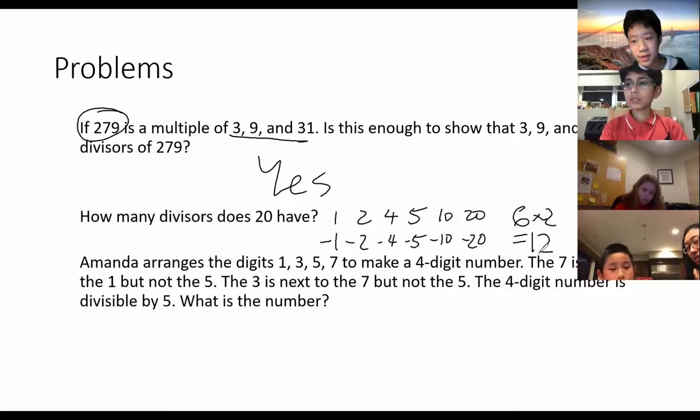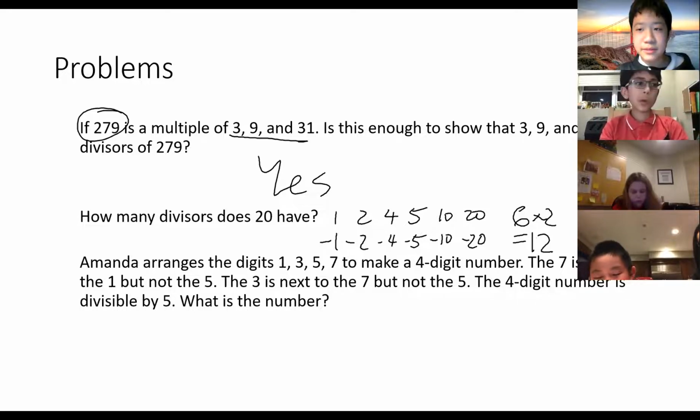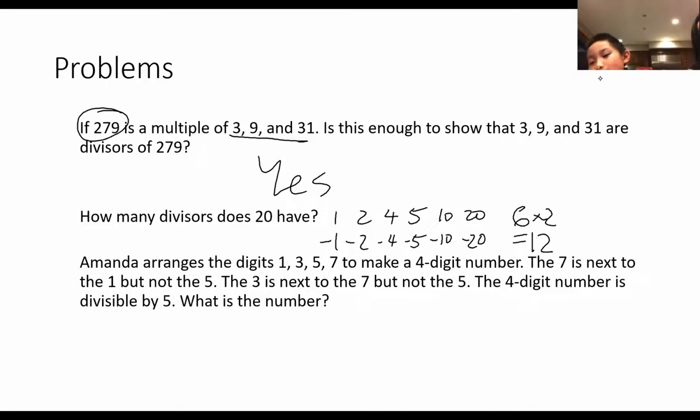Are there any questions? No? Okay. The last problem is kind of fun because it's more like a riddle. Amanda arranges the digits 1, 3, 5, and 7 to make a 4-digit number. The 7 is next to the 1, but not the 5. The 3 is next to the 7, but not the 5. And the 4-digit number is divisible by 5.